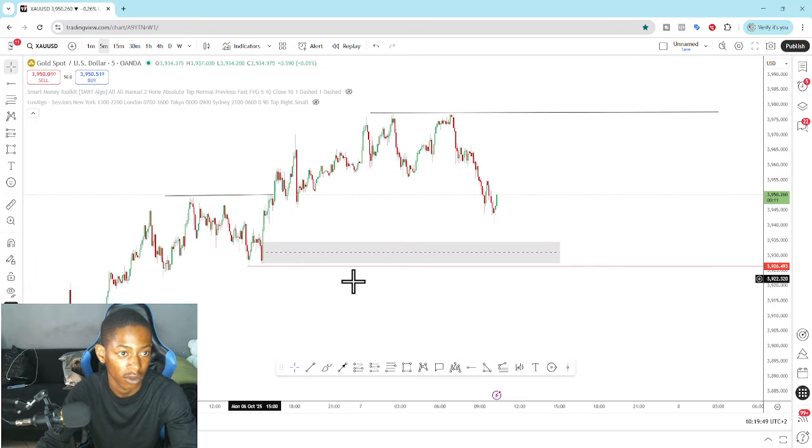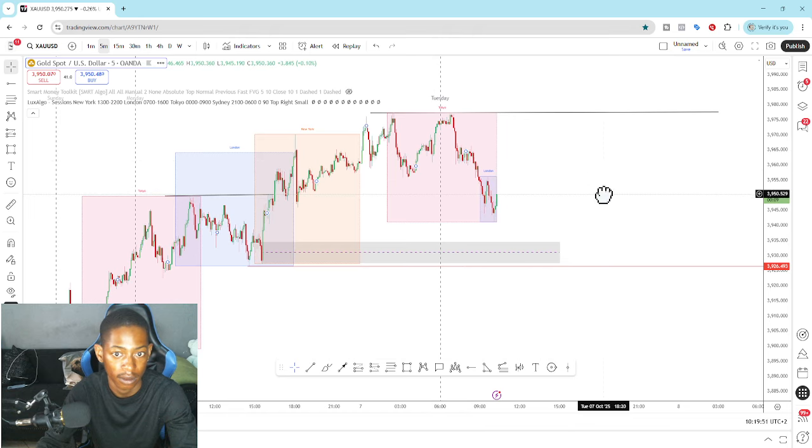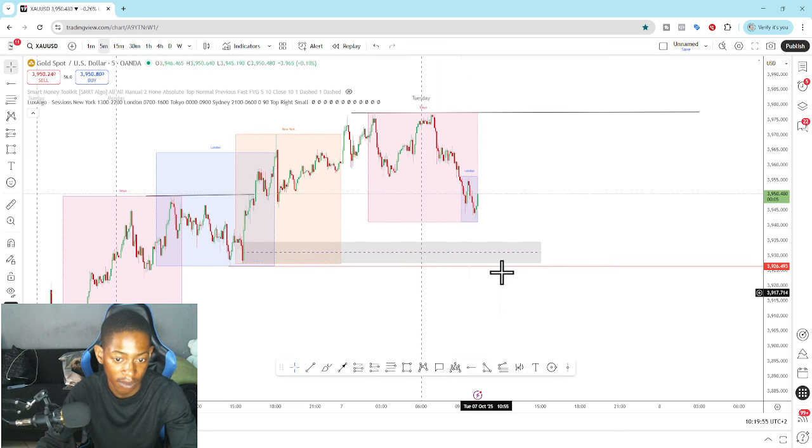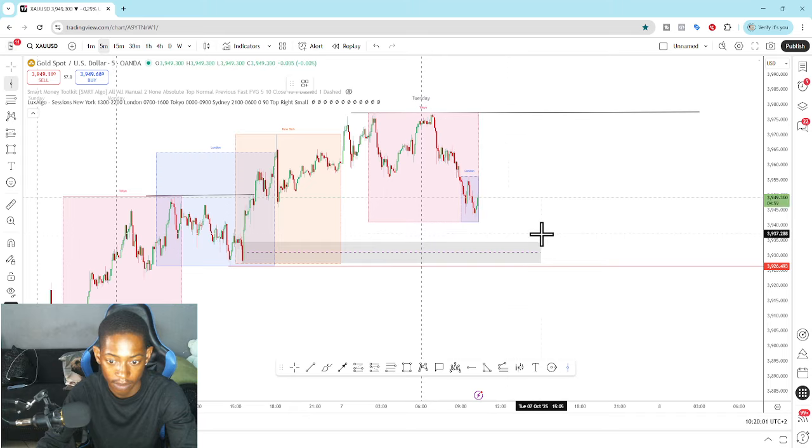One thing that I like as well is the fact that we're still in the London session. We might see a nice push just before the New York session comes around, around 2:30, somewhere here. That's where we might potentially see that entry come in.